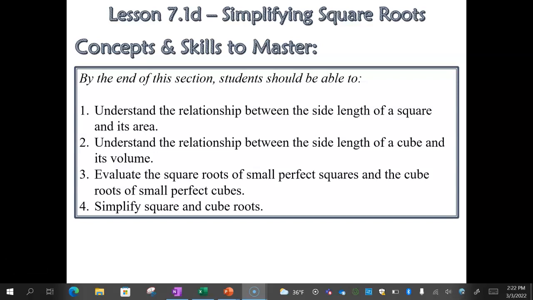All right, we are on section 7.1D. We're going to simplify square roots today.